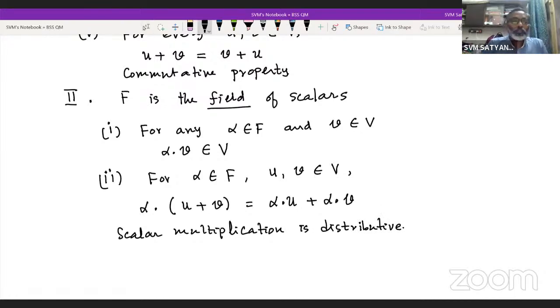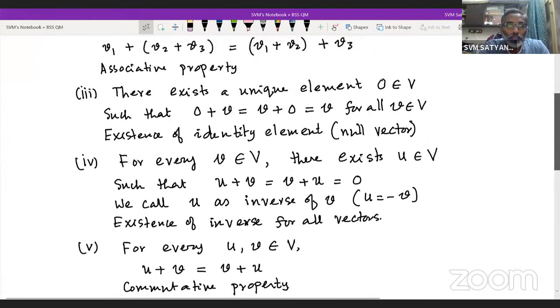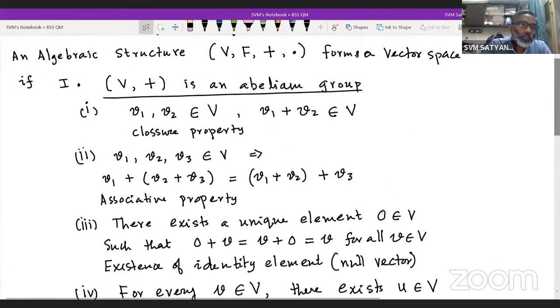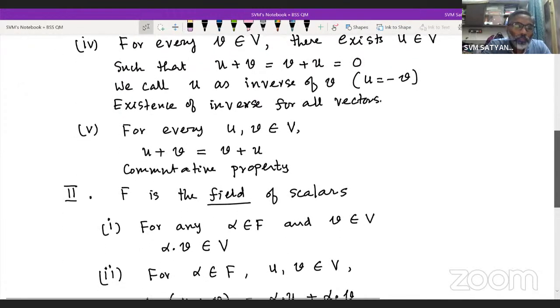Okay, so this is the definition. You say any set which satisfies all these conditions is called a vector space. It is easy to remember this way. The first set of conditions is that this set of vectors will form an abelian group with the binary operation called vector addition, and scalar multiplication has only these two properties: closure and the distributive property. So not very difficult to remember this.